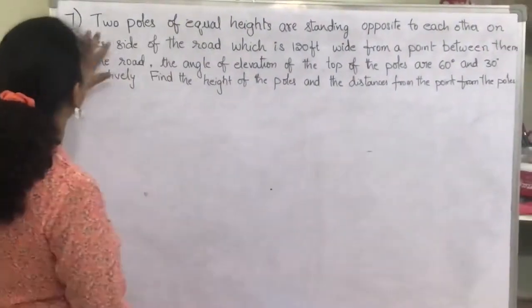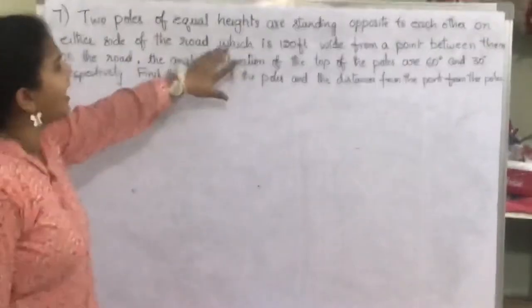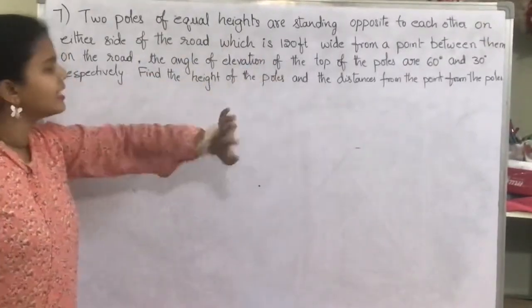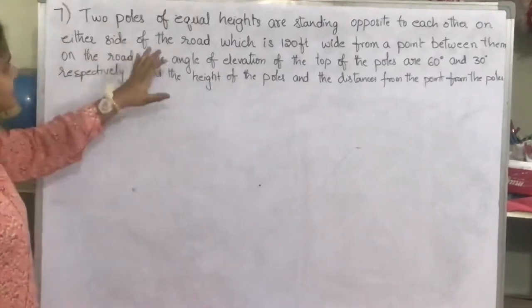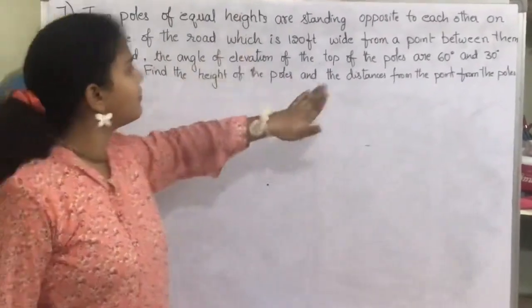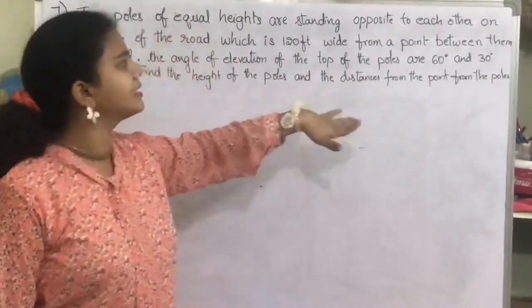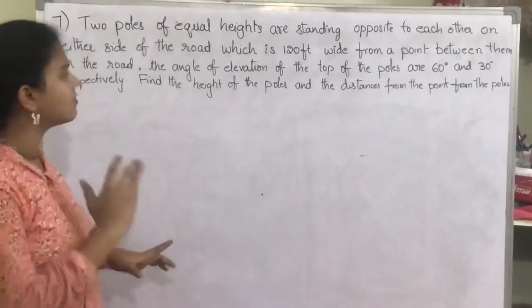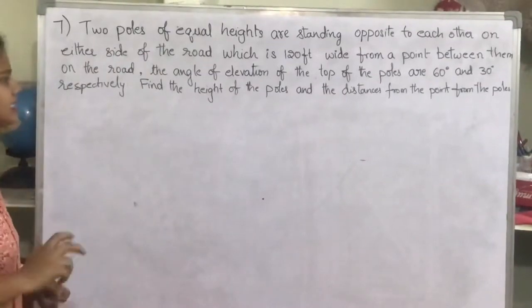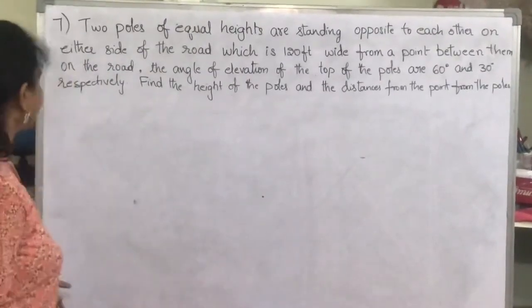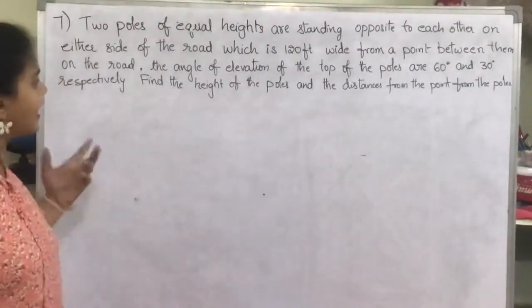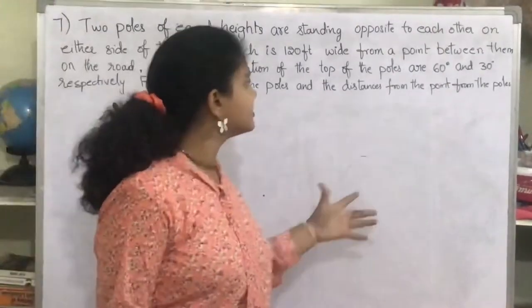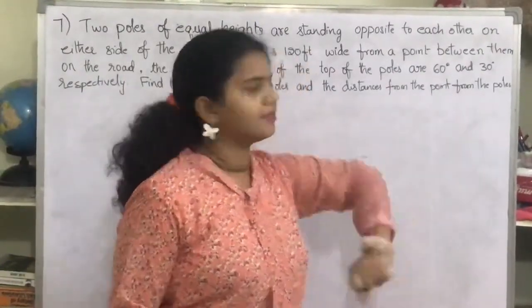Now let's start with the 7th question. Two poles of equal heights are standing opposite to each other on either side of the road, which is 120 feet wide. From a point between them on the road, the angles of elevation of the tops of the poles are 60 degrees and 30 degrees respectively. Find the height of the poles and the distances of the point from the poles.